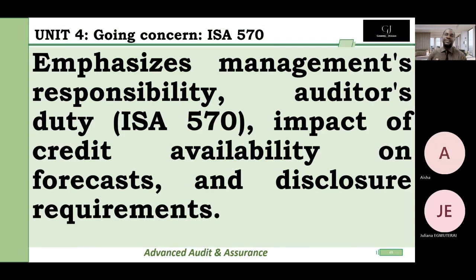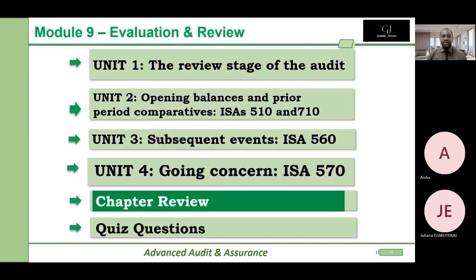So ISA 570 is a standard that addresses going concern. Our auditors need to apply graphically, practically these ISAs in reaching out to an organization's going concern status. Okay, so that will be it for Unit 4. Do we have any questions on going concern?